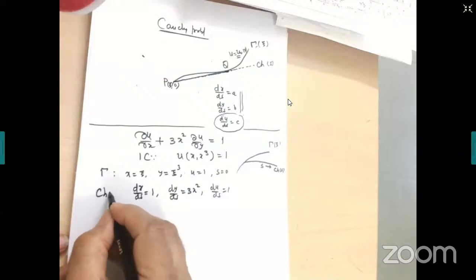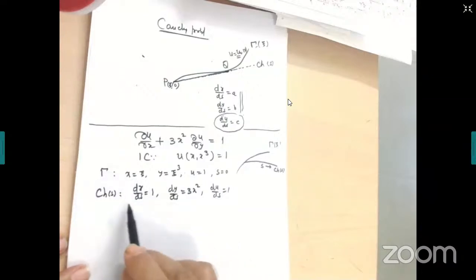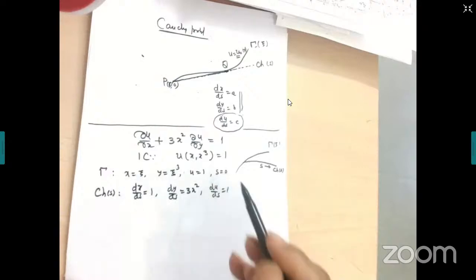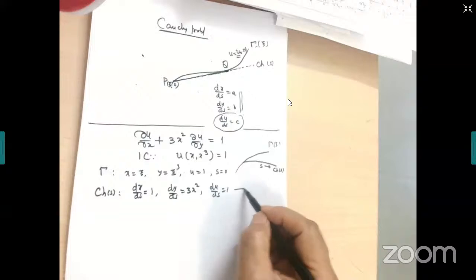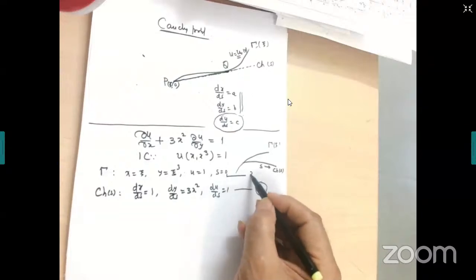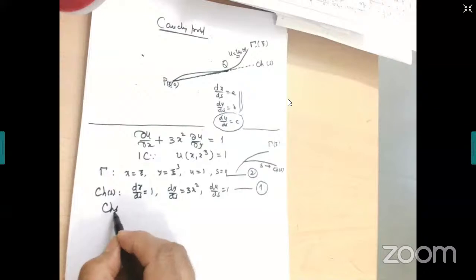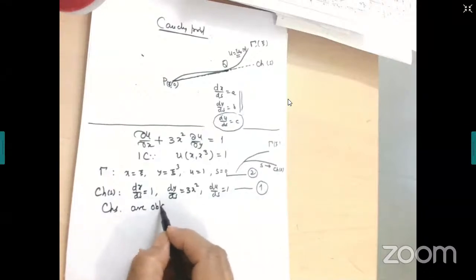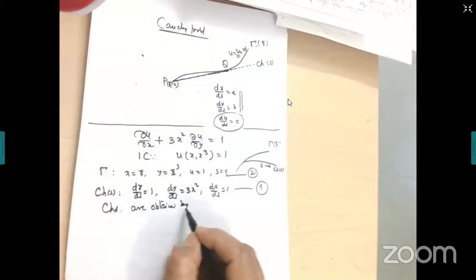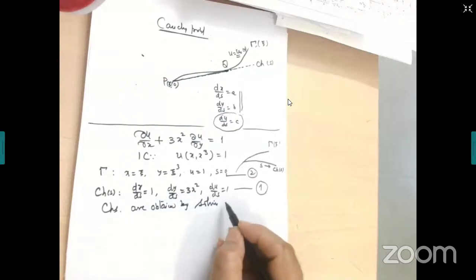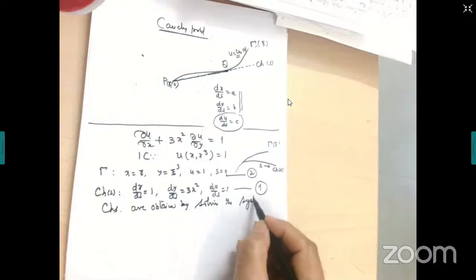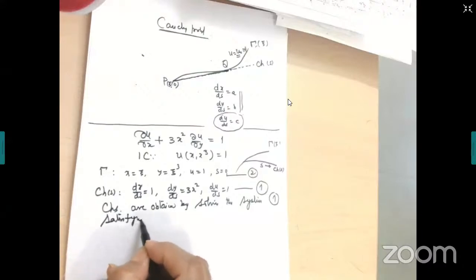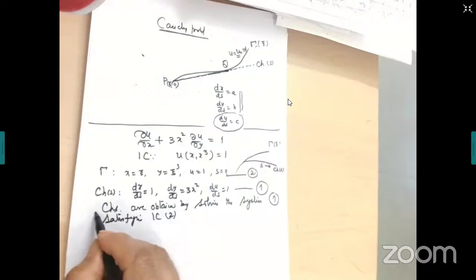This is your characteristics. That is, characteristics are given by the solution of this system of ODEs satisfying this initial condition. Let me call this number 1. Let me call this number 2. So the characteristics are obtained by solving the system 1 satisfying the initial conditions 2, right?